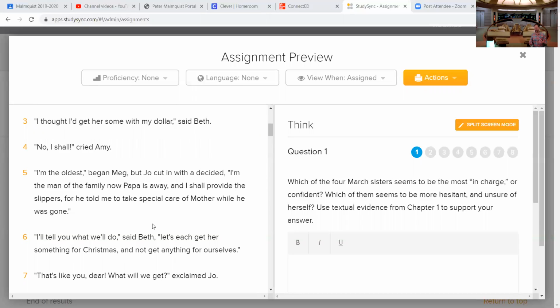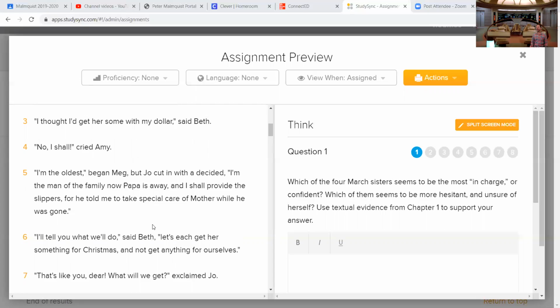So here we can see her kind of taking over, right? She's the one in charge. She's confident. She cuts in right away. She's very decisive. So make sure you annotate this part, and you're going to include this section in your response.